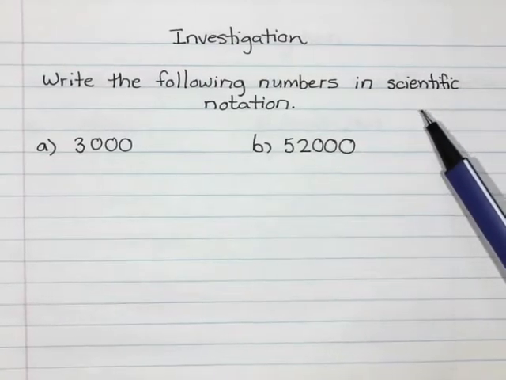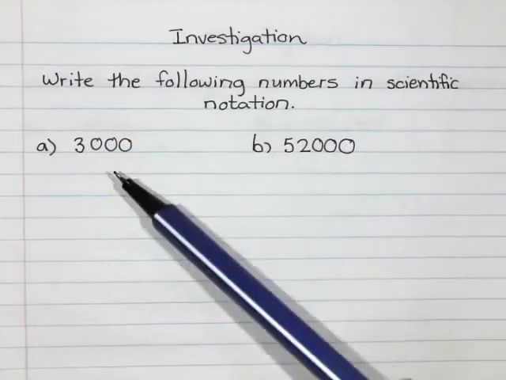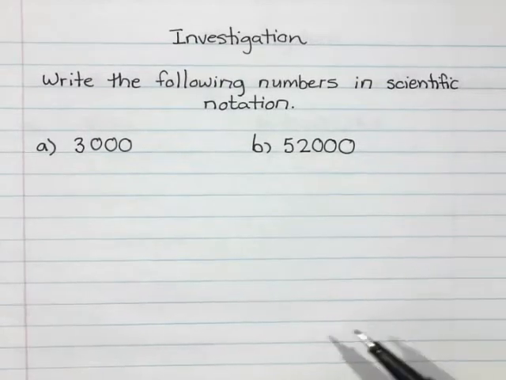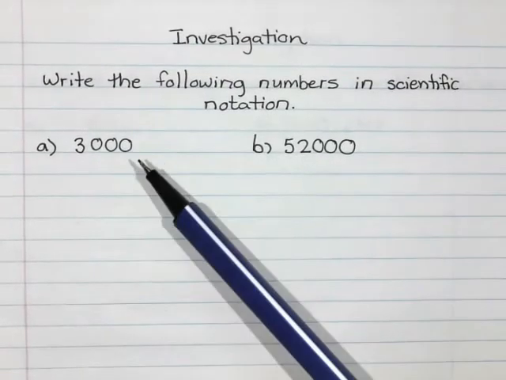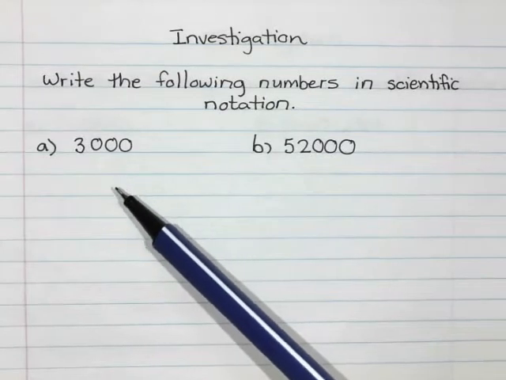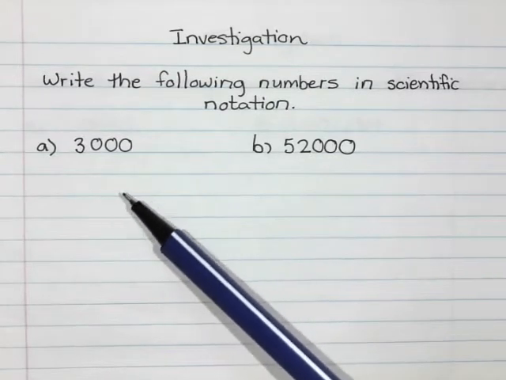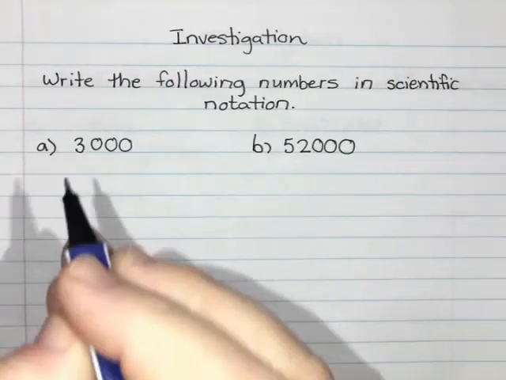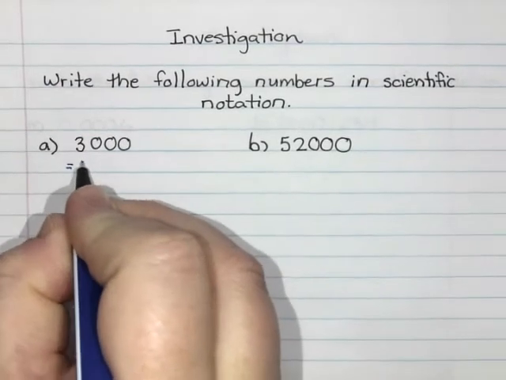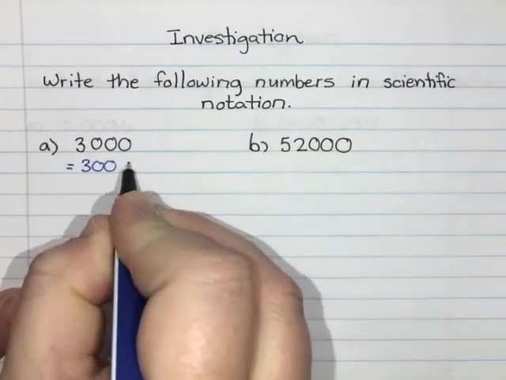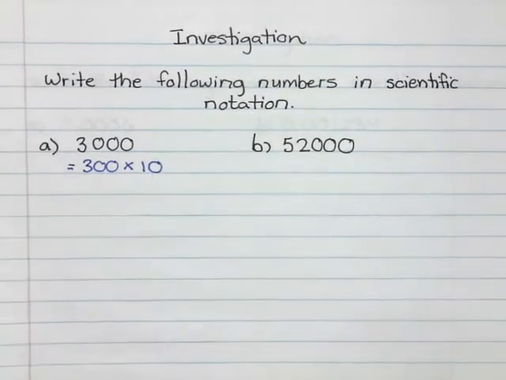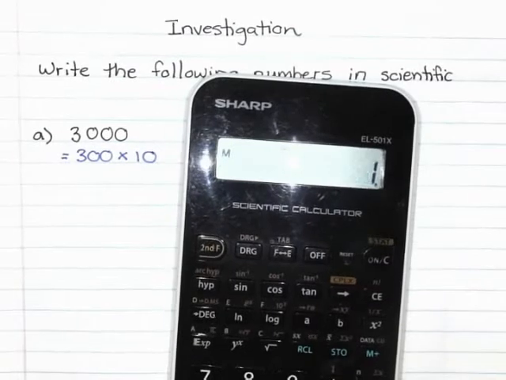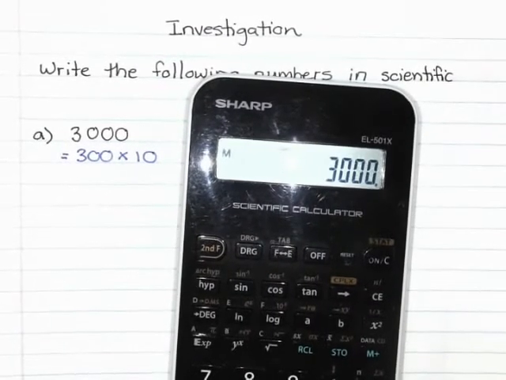It says write the following numbers in scientific notation. There are two different numbers here. They're not that big, but I wanted something manageable to work with. I'm going to start with the number 3,000 and try to come up with different ways that I could write it. So 3,000 would be the same thing as 300 times 10, right? If I check that on my calculator, 300 times 10 is 3,000.